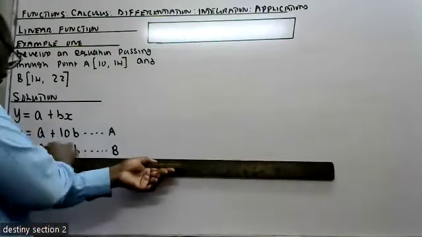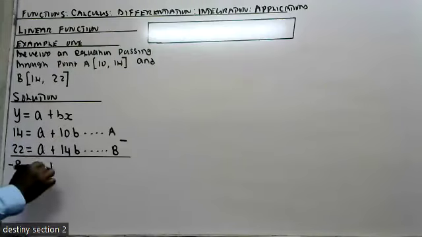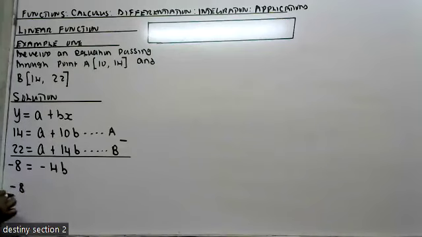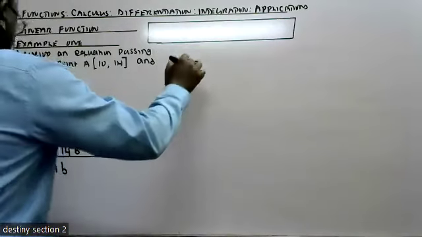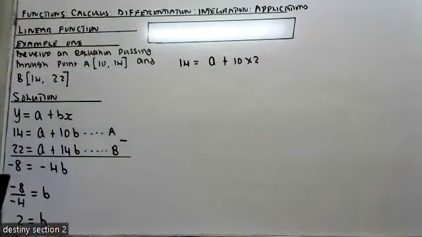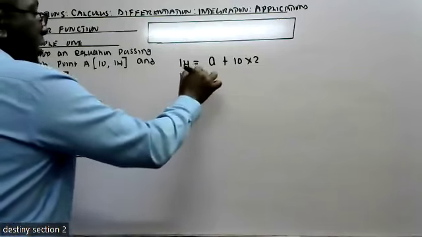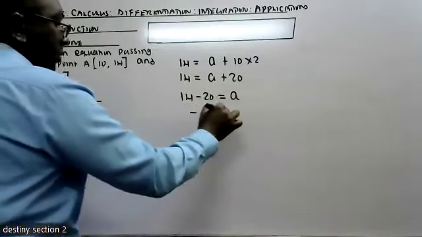So what you do after that, you subtract. 14 minus 22 is negative 8. a minus a is 0. 10 minus 14 is minus 4b. And therefore, if I get minus 8, I divide by minus 4, I will be left with b as 2. So the value of b is 2. So I now proceed here and say 14 equals a plus 10 times 2. So this becomes 14 equals a plus 20. So 14 minus 20 equals a. And this is minus 6, which is a.